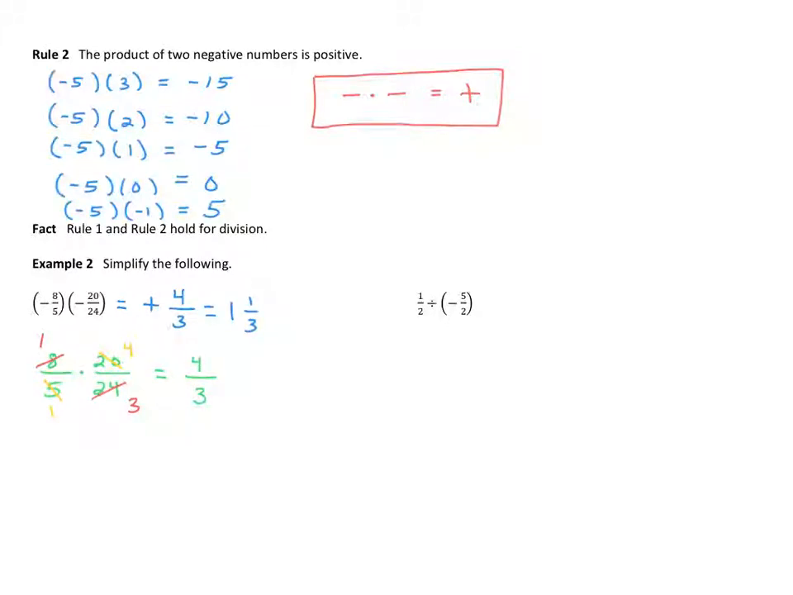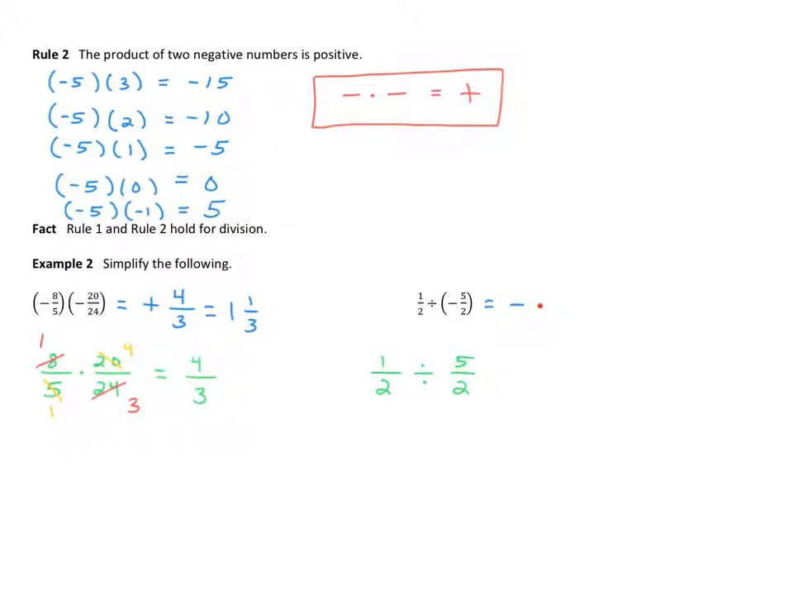Okay, now let's look at this division problem. So I'm claiming that rule 1 and 2 hold for division. So here I have a positive 1/2 divided by a negative 5/2. This means that my answer is going to be negative. One of them is positive, one of them is negative. The result is a negative answer. So to solve this, I want to know what is 1/2 divided by 5/2. And whatever I get, I'll place it here. Okay, let's see.